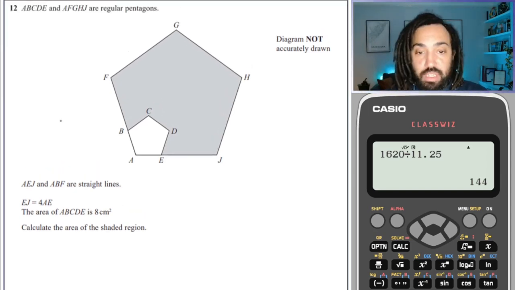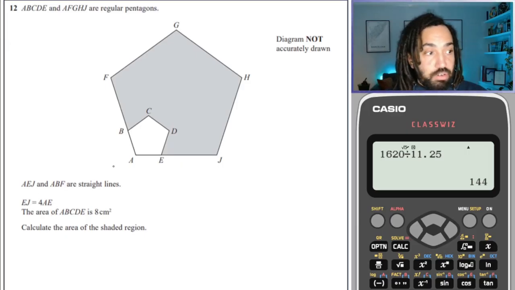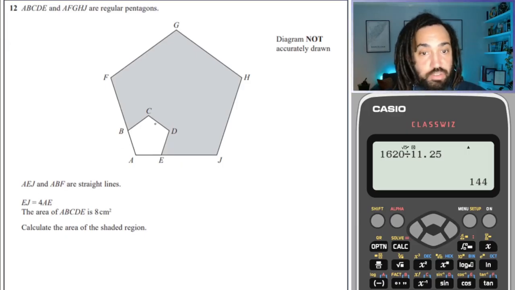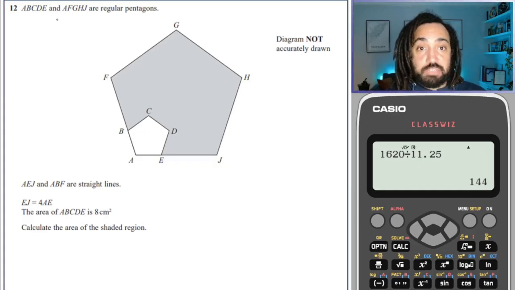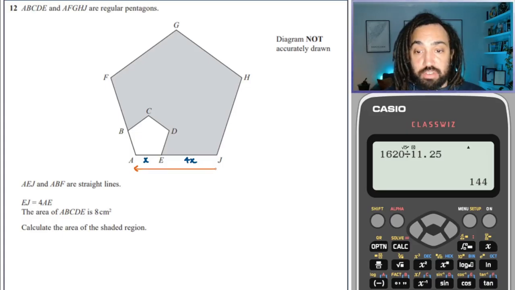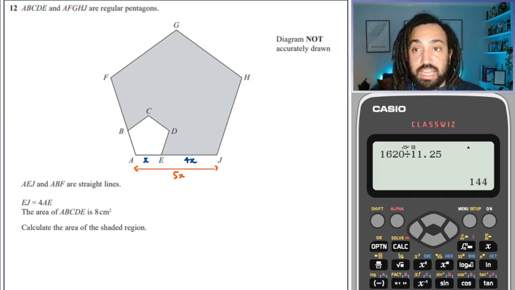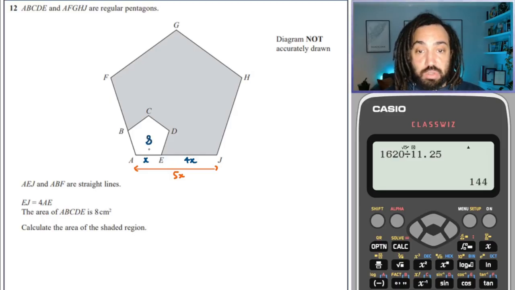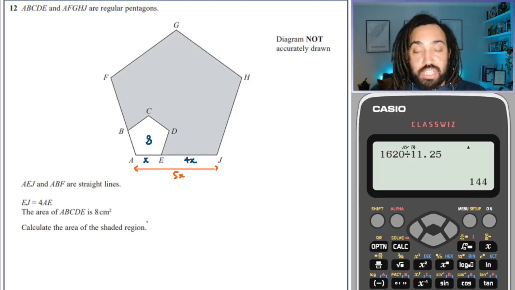Okay, so we are now looking at two shapes, both of them regular pentagons, which means they're both similar to one another, and it says that EJ is 4 lots of EA. So if we call this x, then EJ is 4 times that, which makes it 4x, which means the whole side of the larger pentagon we could call 5x. The area of the small one is 8 centimeters squared. Calculate the area of the shaded region.